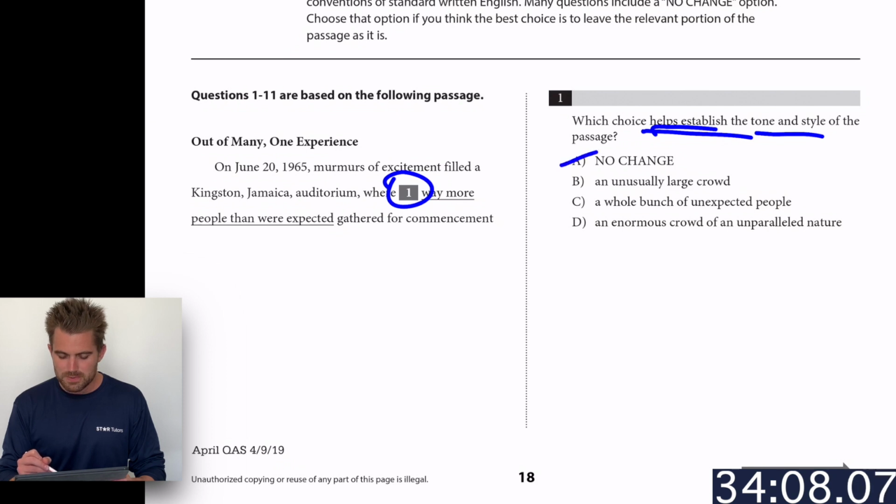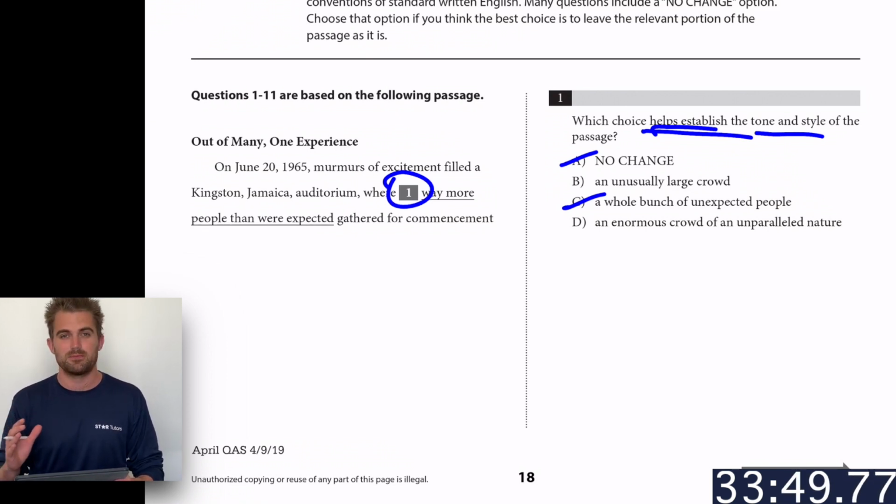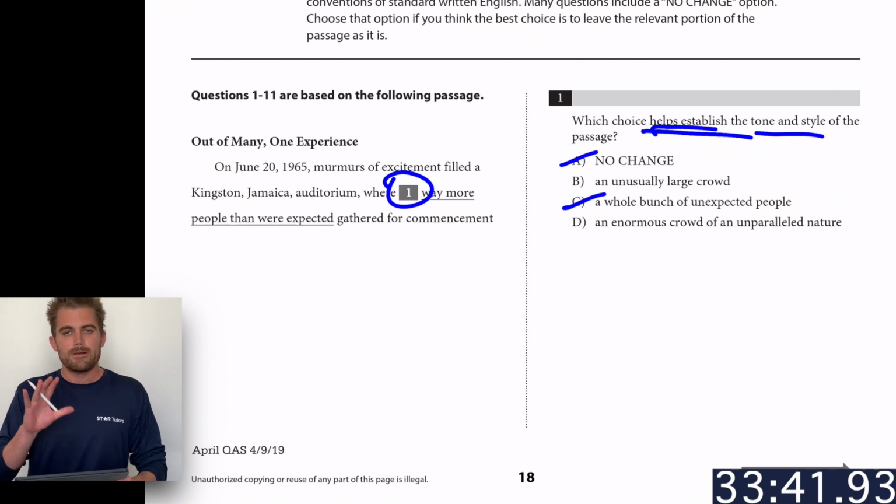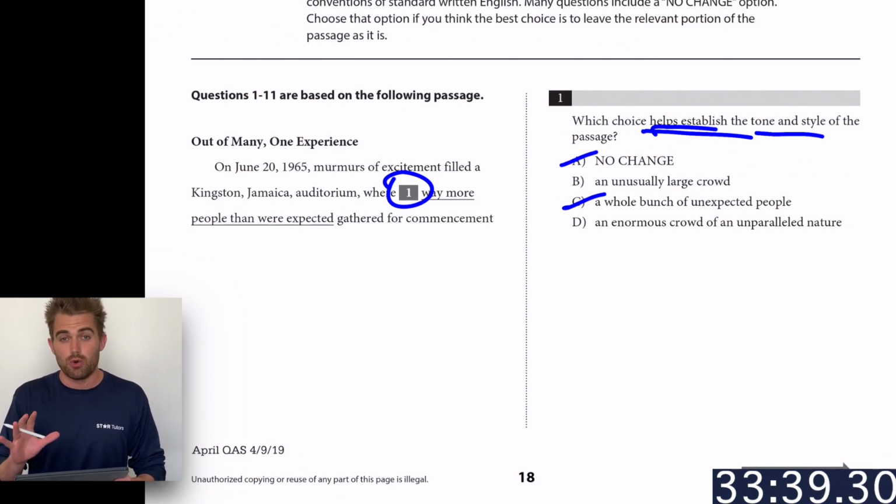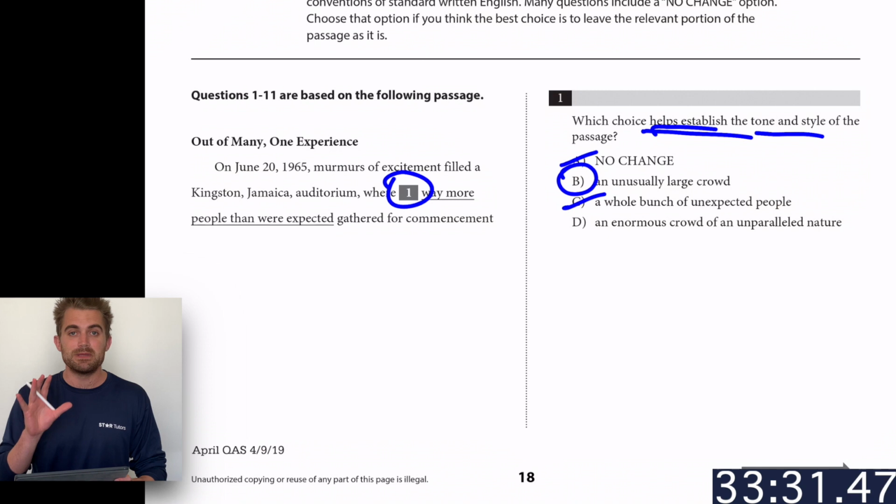That's probably wrong just because it's too informal for the tone. C, same thing, a whole bunch of unexpected people. B is okay. D is an enormous crowd. Do you see that? Way more people than were expected and a whole bunch of unexpected people sound way too informal for the rest of this passage. If you look at B, an unusually large crowd, or D, an enormous crowd of an unparalleled nature, generally we can narrow it down because those two tones are okay. The answer should be pretty obviously B. An unusually large crowd is very simple. You'll notice about the SAT writing and language section that it's about keeping it simple.